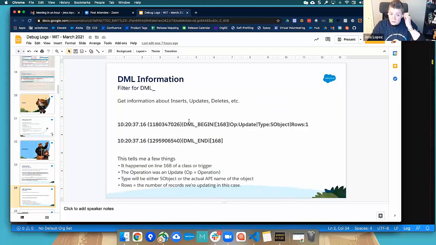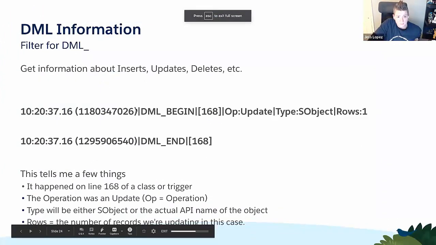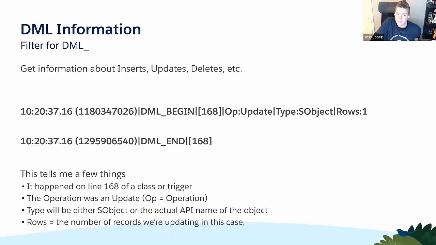All right, so DML. DML all starts with DML underscore. So if you want to know about your inserts, updates, etc., again, DML begin. This is the line it began on in the code. And it tells you the operation that was performed. So OP is operation: insert, update, etc. It'll give you the object that it was associated with.